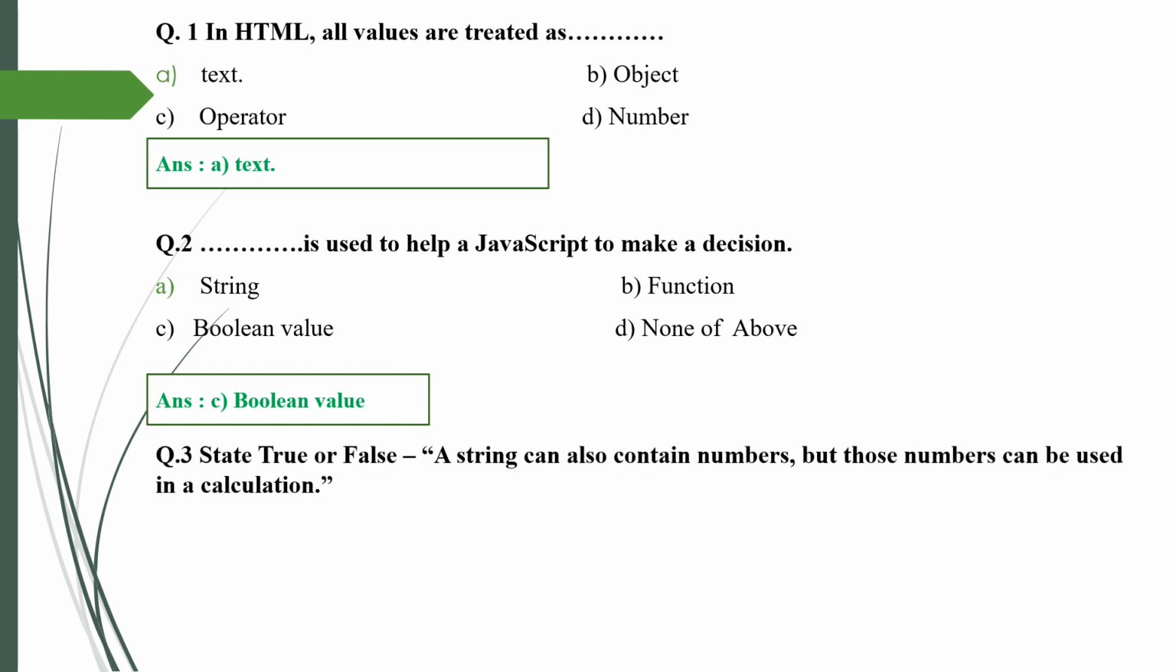Last question is, state true or false: a string can also contain numbers, but those numbers can be used in calculation. Options are true or false. This statement is wrong, so the answer of this question is false, because a string can also contain numbers, but those numbers cannot be used in calculation.